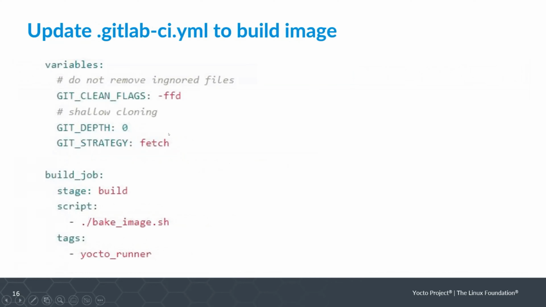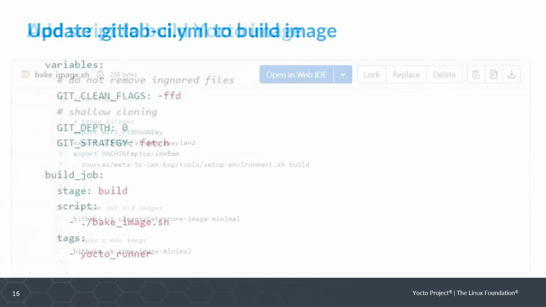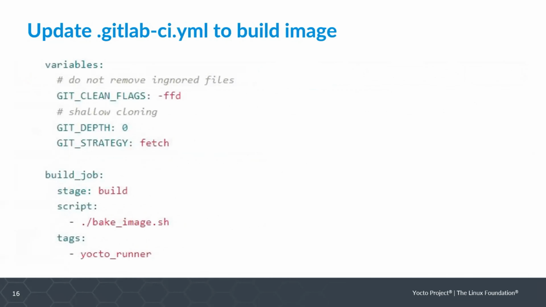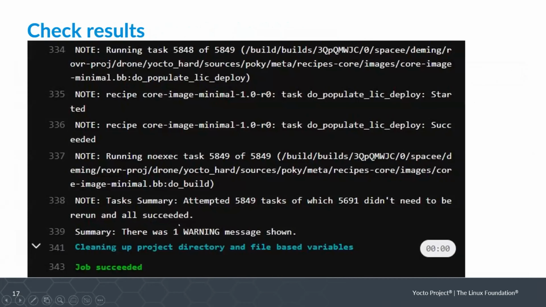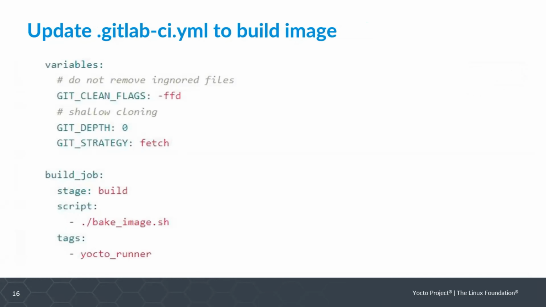Here we can see I've updated the GitLab config. So instead of hello world, now we're going to run that script. Why is it changing here? Sorry, having technical difficulties. Okay. So now the script is going to run that shell script I showed you to bake the image.